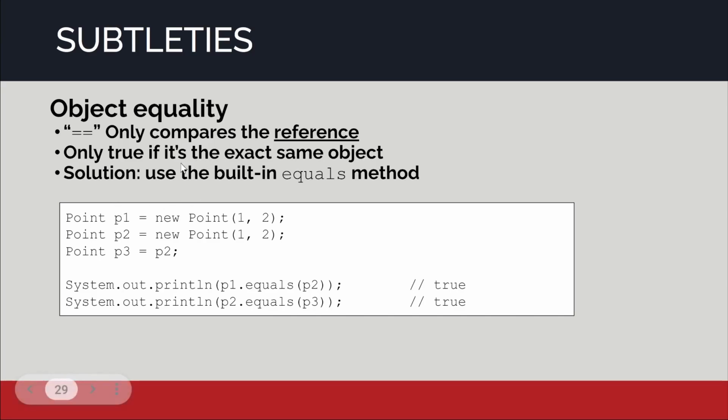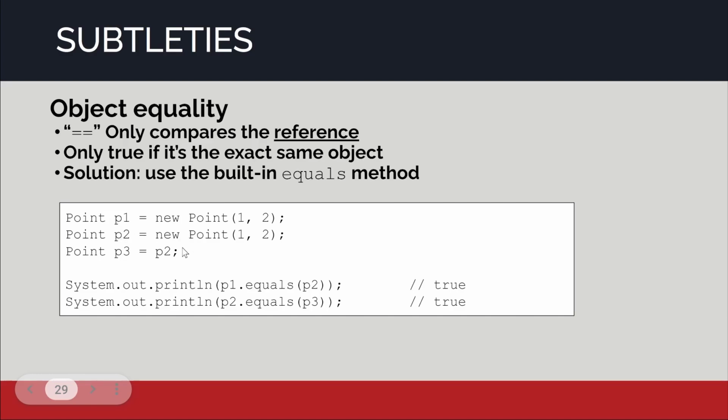And so if you look at our code, P1 and P2 refer to different objects. The objects have the same values inside, but they are in fact different objects. New point, that creates an object. New point, that creates a second new object. These references point to different objects. Now when I say Point P3 = P2, I'm saying this reference points to the same object that this reference points to. So these two references now point to the same object.